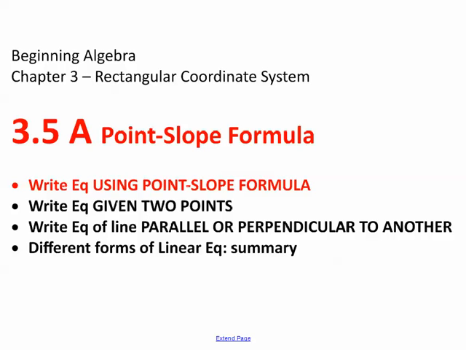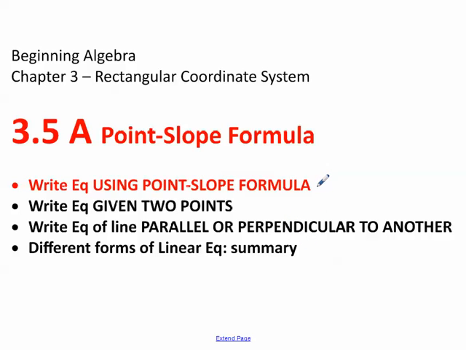Alright, so here we are on chapter 3.5. 3.5 is going to give us a tool to be able to write a line, to be able to create a line using one of a couple different situations. Either using the point-slope formula from a point and a slope, or create a line when we're given 2 points, or create a line that's parallel to another line or perpendicular to another line, and then we'll kind of do a summary as well.